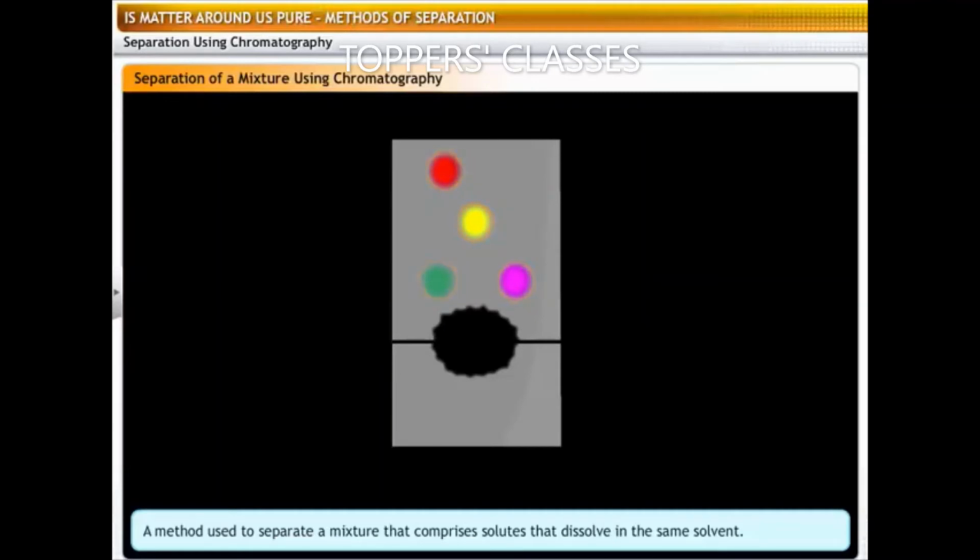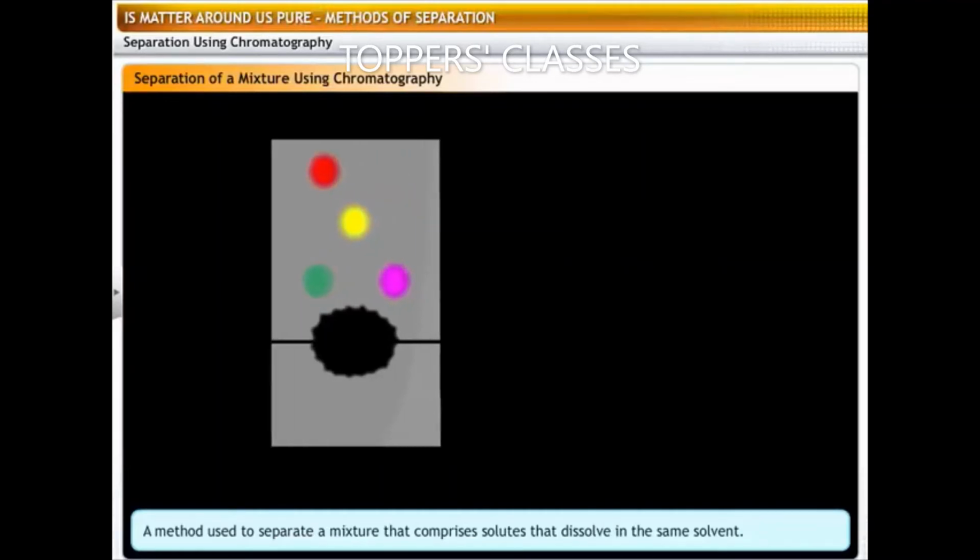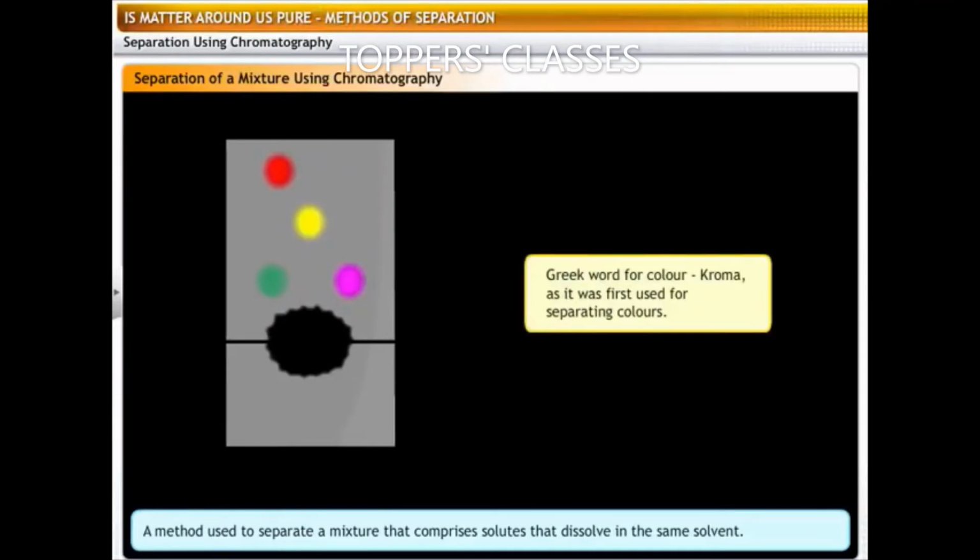This process of separation is called chromatography. This method gets its name from the Greek word for color, chroma, as it was first used for separating colors. Chromatography is specifically used to separate a mixture that comprises solutes that dissolve in the same solvent.